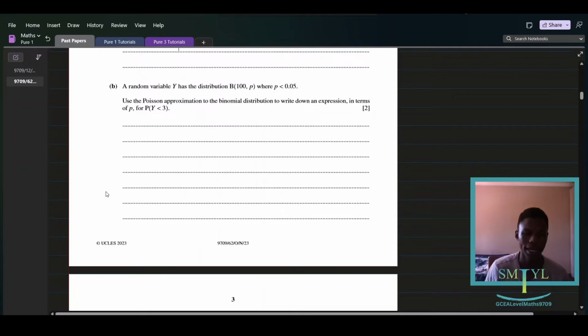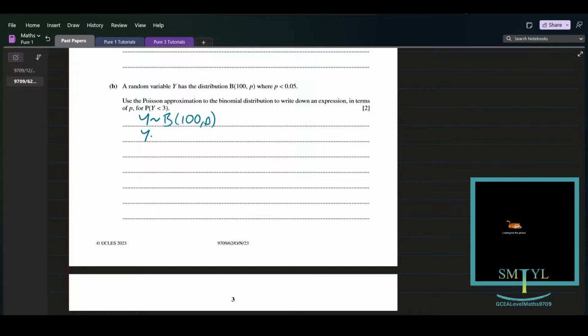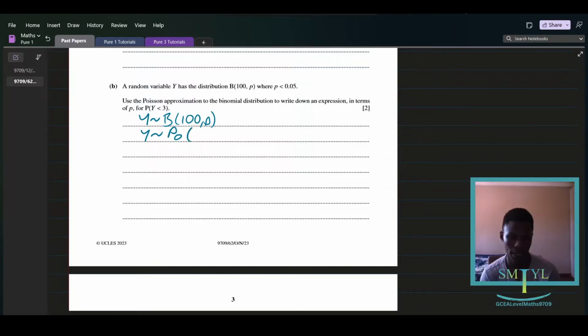A random variable y has the distribution binomial with n 100 and probability of success p, where p is less than 0.05. Use the Poisson approximation to the binomial distribution to write down an expression in terms of p for the probability that y is less than 3. We are given that y follows a binomial distribution 100 and p. For the Poisson distribution, lambda would be 100 times p, so lambda will be 100p.